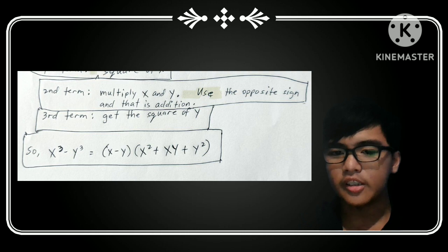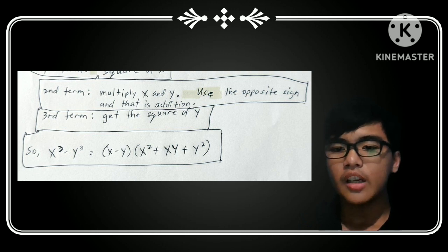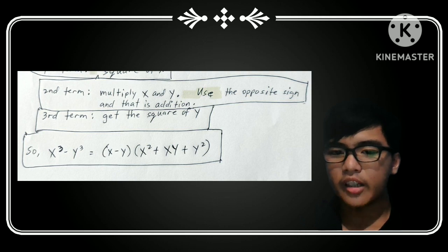The second term of the trinomial factor is you just multiply the first and second term of the binomial factor, and that is xy. Since this is subtraction, you will put the opposite sign, which is addition. For the last term of the trinomial factor, you need to square the second term of the binomial factor, and you will get y squared.